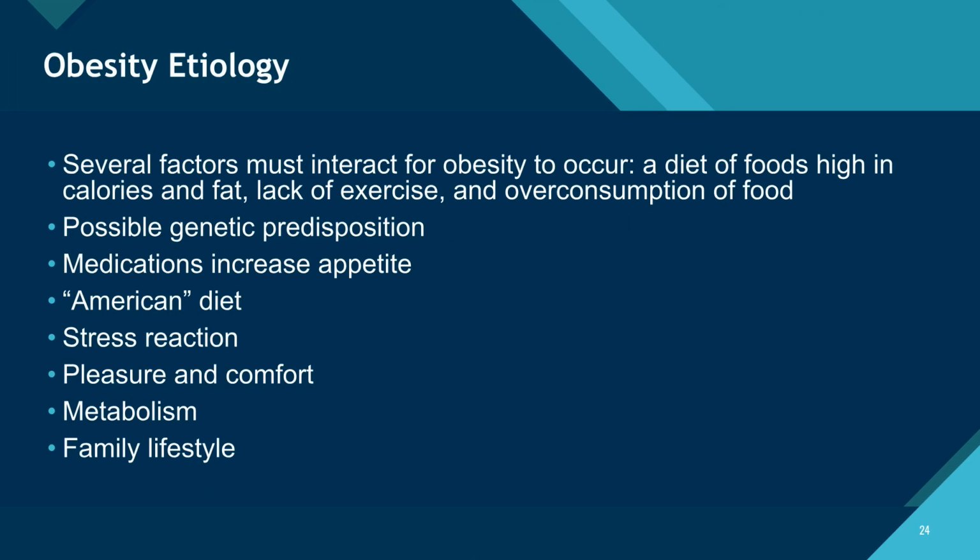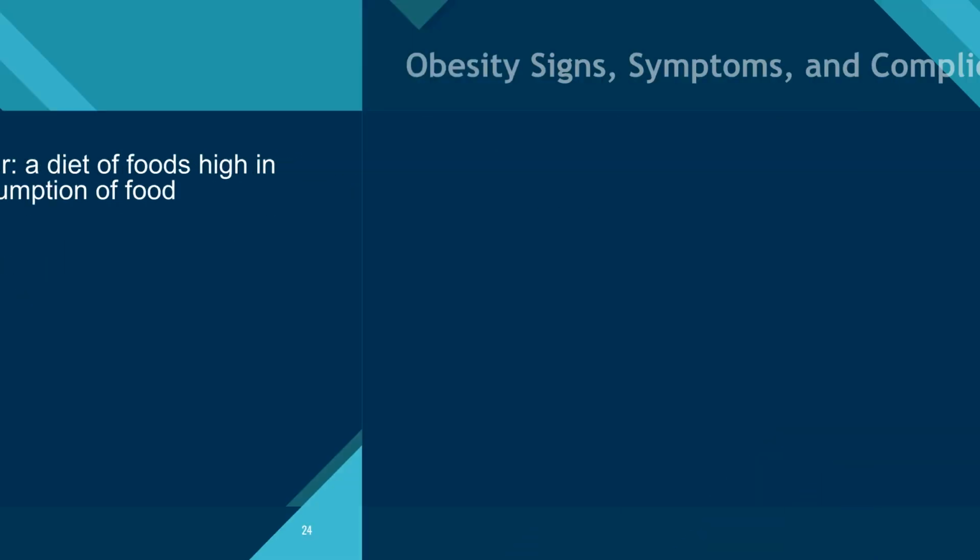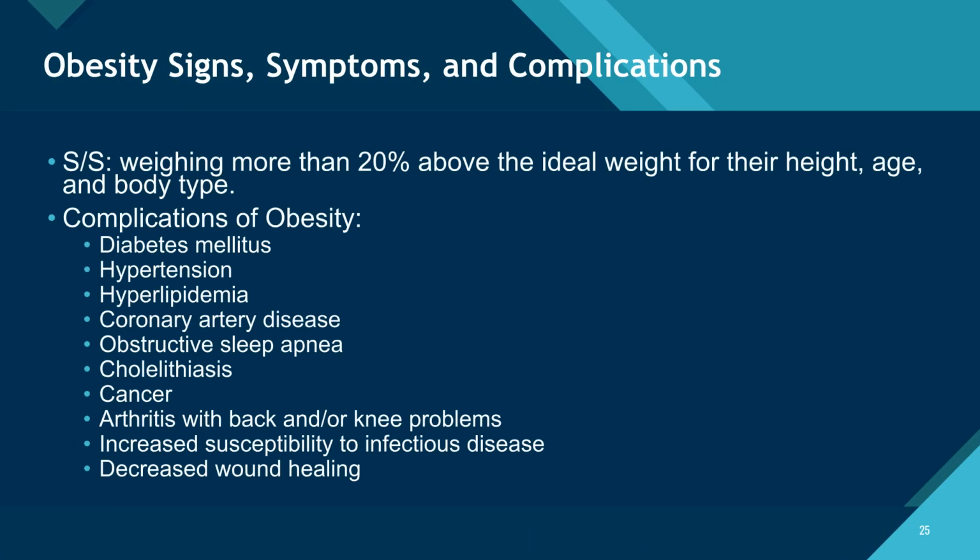The etiology of obesity involves a combination of factors, including a high-calorie, high-fat diet, lack of exercise, overconsumption of food, and possible genetic predisposition. Other influences include certain medications, the American diet, stress reactions, and metabolism. A key sign of obesity is weighing more than 20% above the ideal weight. Complications are numerous and include diabetes mellitus, hypertension, hyperlipidemia, coronary artery disease, sleep apnea, cholelithiasis, cancer, arthritis, and decreased wound healing.